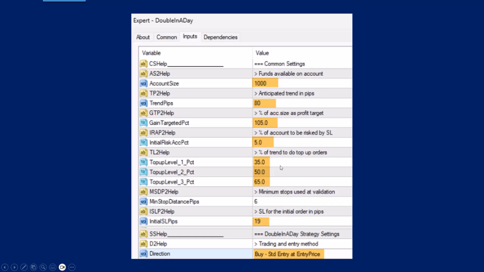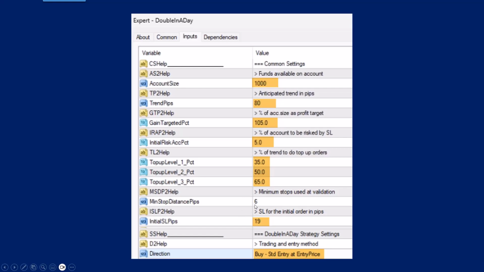And then it says, okay, when do you want to top up? Now, these are very general top-up levels. So you say, all right, 35% on the way to the 80, I want you to start topping up. When you're halfway there, top up again. And when you're 65% there, top up again. Now, what will happen is the EA will go out and do some heavy mathematics and work out exactly the lot sizing required to double your account or to bring it to 105% of its original value.